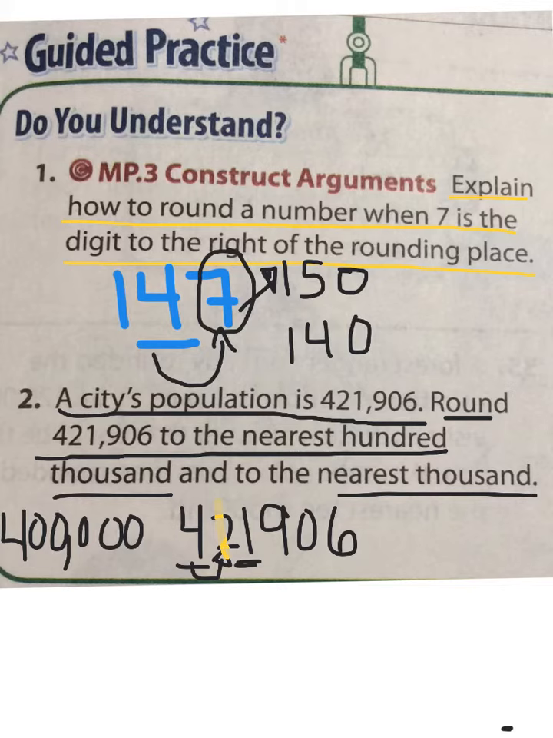Now, if I'm going to round this digit to the nearest 1,000, there is a 1 in the thousands place. I'm going to look to the digit to its right. Since the digit is a 9, that is going to push our target digit, which is a 1, up to a 2. So our new answer is going to be 422,000.